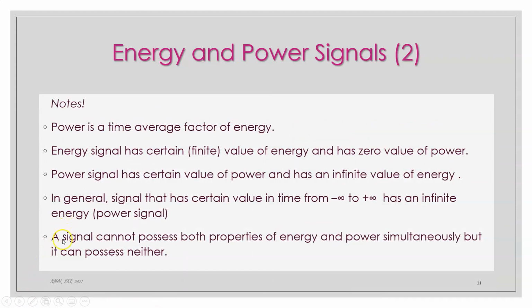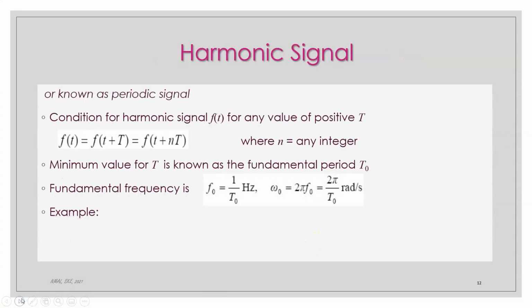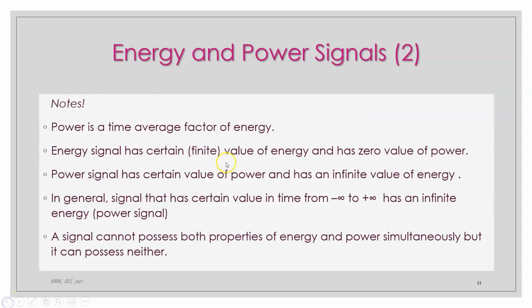A signal cannot possess both properties of energy and power simultaneously, but it can possess neither. It means that it can be not an energy or power signal, but it cannot be both energy and also power signal. One example of power signal, where it always has values at any time, is what we call waves at the beach, at the ocean. It always has values. So that is what we call a power signal.